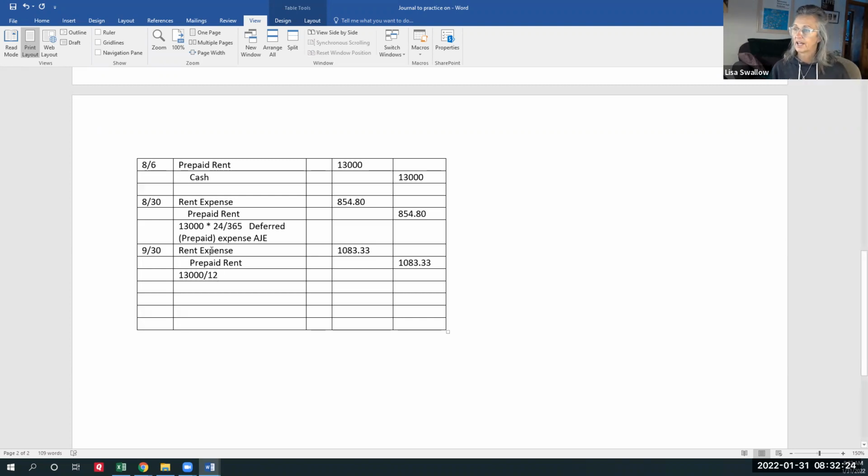Then if you make your T accounts, the first thing you do is you post $13,000 on the debit side of your prepaid expense. Then you've posted a credit of $854.80, a credit of $1,083.33. So my question was, what is your balance sheet account at the end of August? The balance in your prepaid rent account. So your T account is drawn, got one debit, two credits, and then you draw a line and you balance it. And the ending balance down here is $11,061.87.